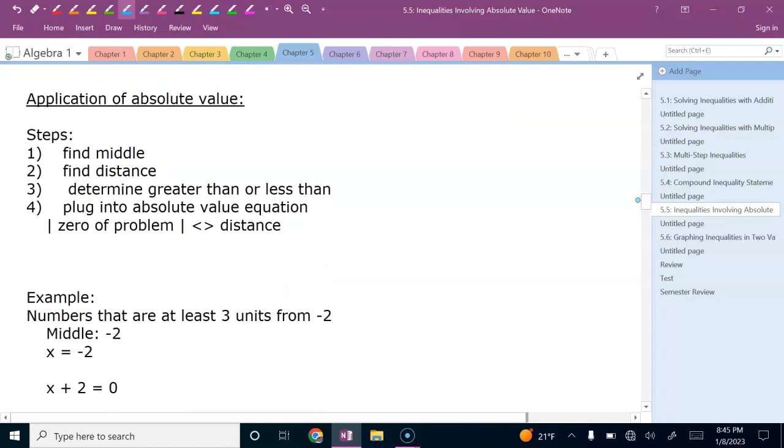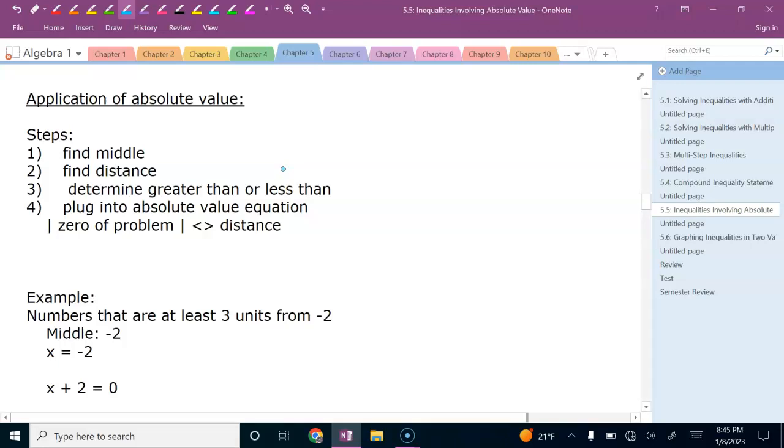Okay, so to summarize what we just talked about, we're finding the middle for your first step. You're figuring out what the distance would be from your middle to your solutions. Then you look to see, is it shading towards each other or away from each other, to figure out is it less than or greater than? And then you're putting it into the absolute value equation, okay? Now we can apply this to a couple of other situations like word problems, story problems, or if they're just describing a situation to us, which is what we're going to see next.